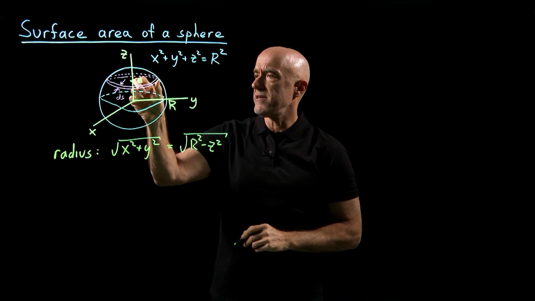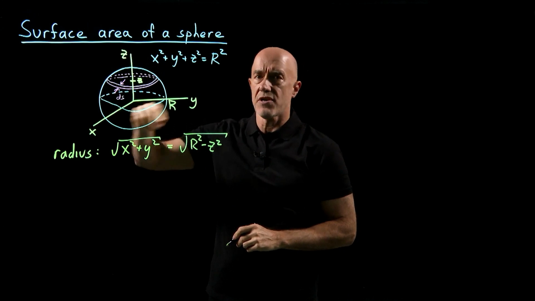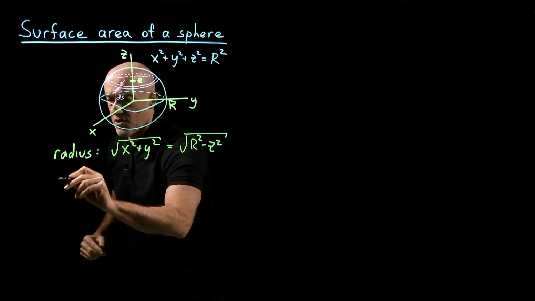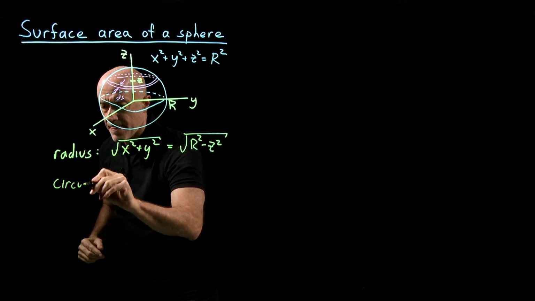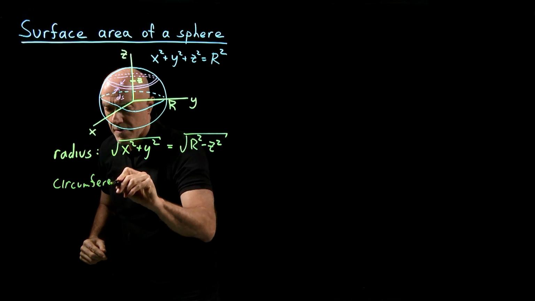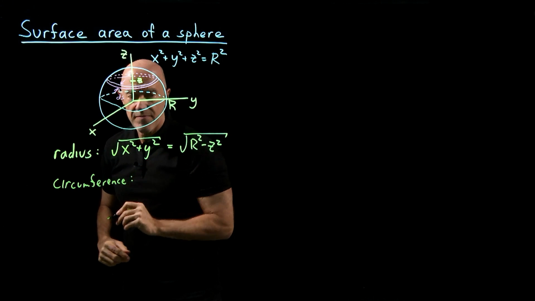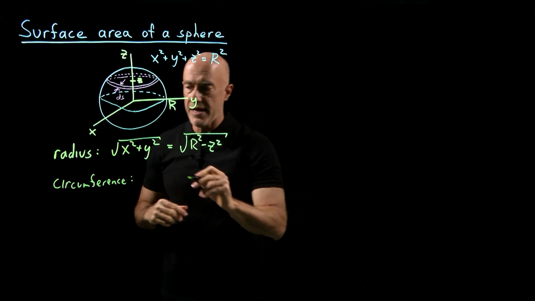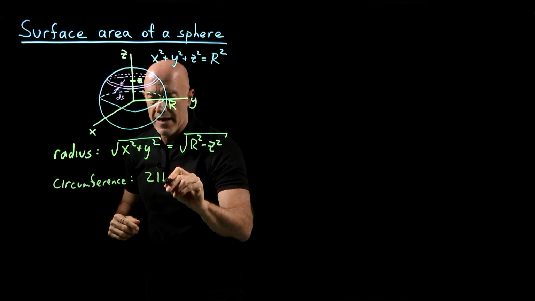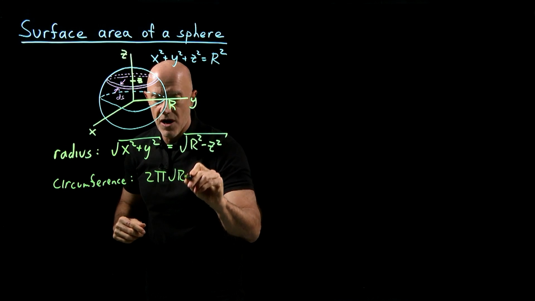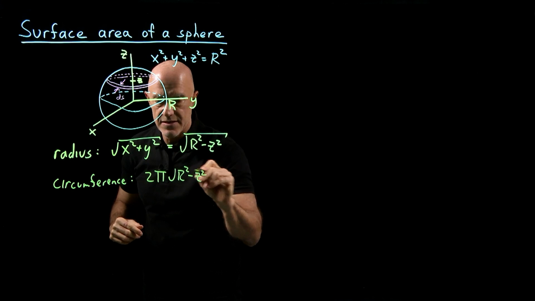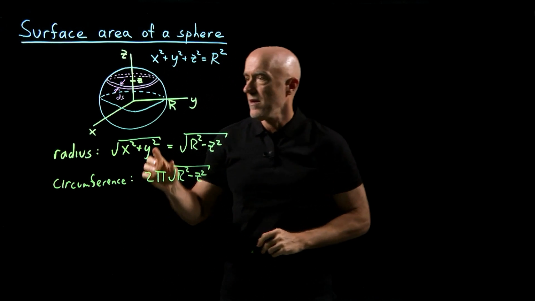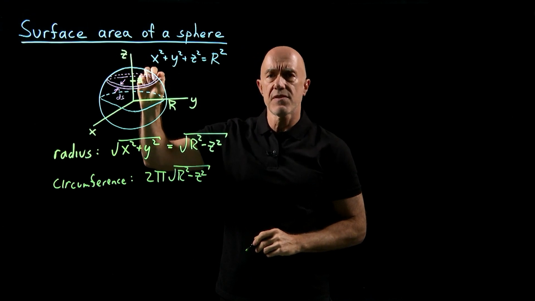Once we have the radius of the ring, we can get the circumference of the ring. So the circumference of the ring then is 2 pi times the radius. So it's 2 pi times the square root of r squared minus z squared. So now we know the circumference of the ring.